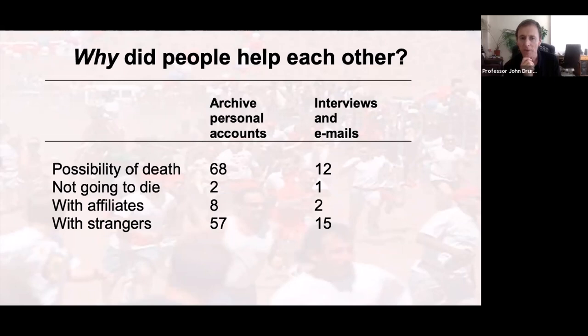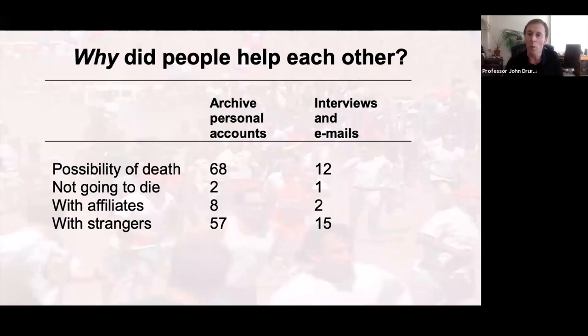And you could see that most people who talked about it were with strangers, not with people they knew, because it was rush hour, right? These were basically commuters going on the way to work. And so this is why people were not in family groups, they were not with groups of friends. They were with strangers, but still they helped other people. Why?